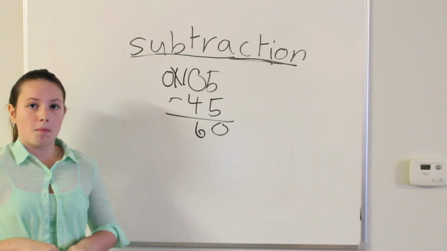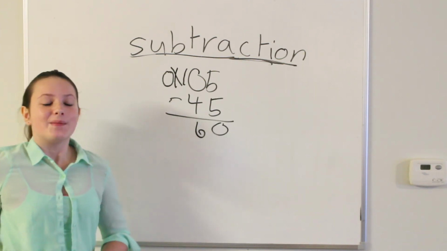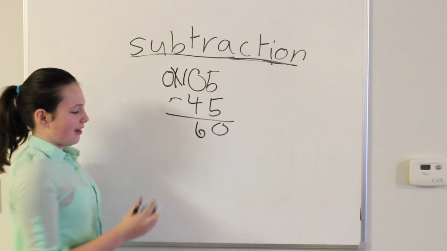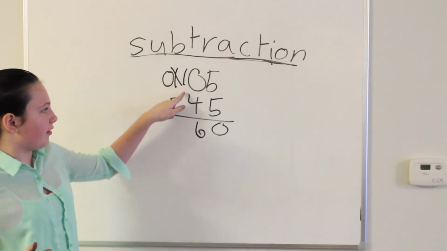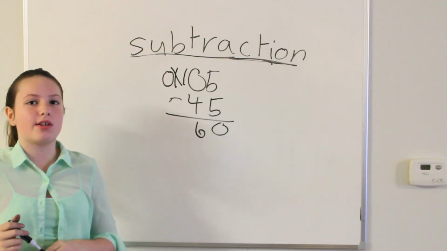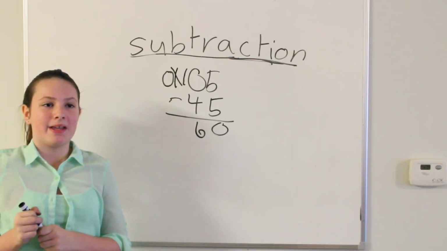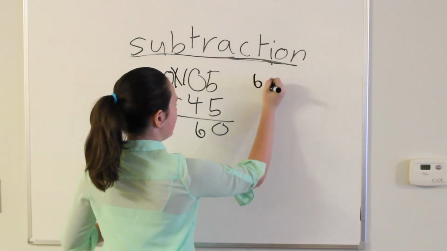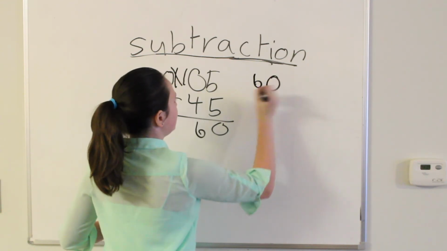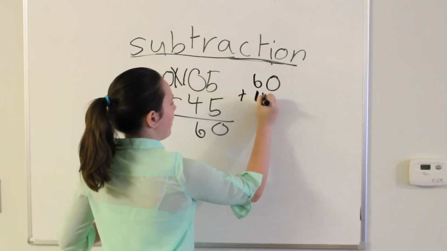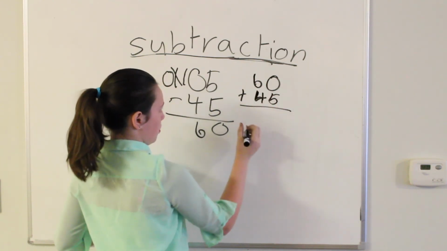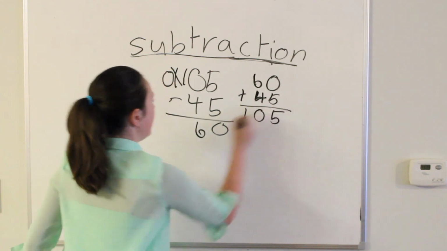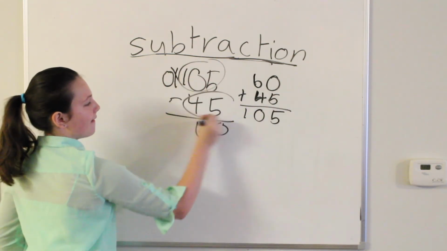But now that we have our answer, we have 60, 45, and 105. Those numbers we use for the addition problem. And so, a way that we could check this would be 60 plus 45, which equals 105, which we already discussed. And that's that.